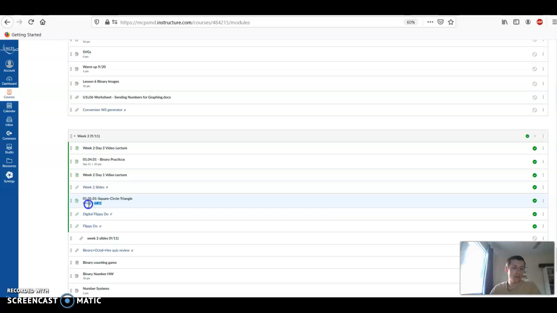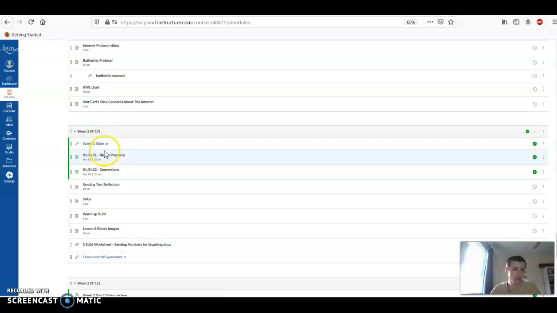And then the second assignment here is posted under week 3. It is titled 010402 conversions, and this has a number of different kinds of conversions in it. I always recommend you use binary as an intermediate step, even if the conversion does not ask for binary. Like if you go from octal to hexadecimal, use binary as an intermediate step to get from one to the other. And this is going to be due September 18th and is worth 20 points.